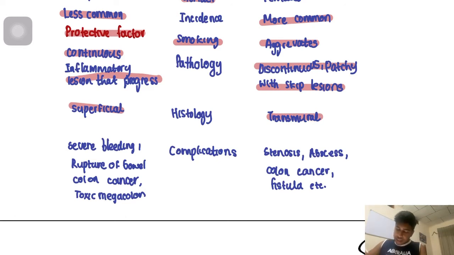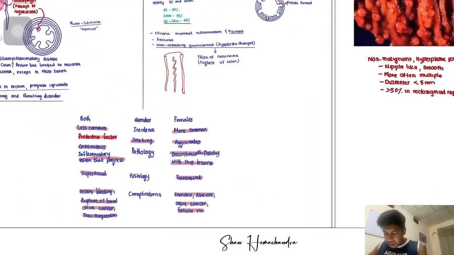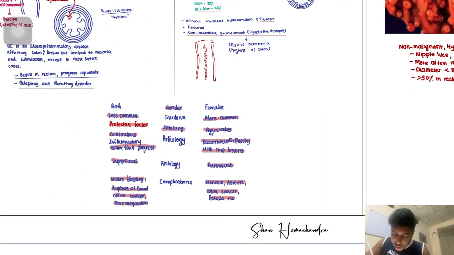So what are the complications? Stenosis, abscess, colon cancer, fistula, and so on. This one has severe bleeding, rupture of the bowels, colon cancer, and a condition called toxic megacolon. You don't need to remember this table, it is actually taken out of NMU. It's just for you to understand the condition.